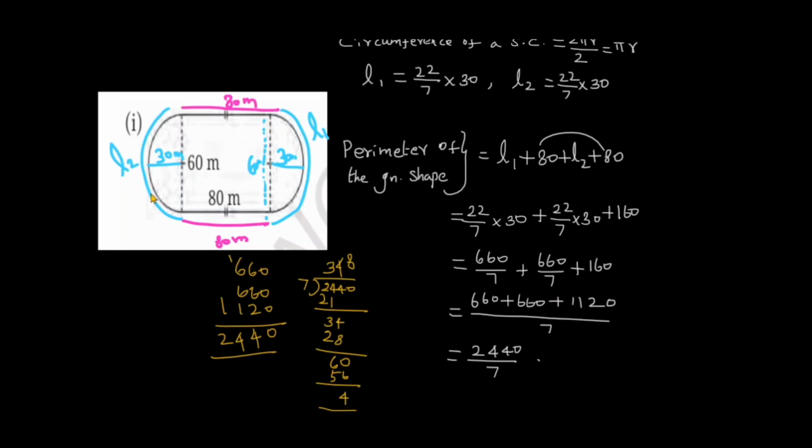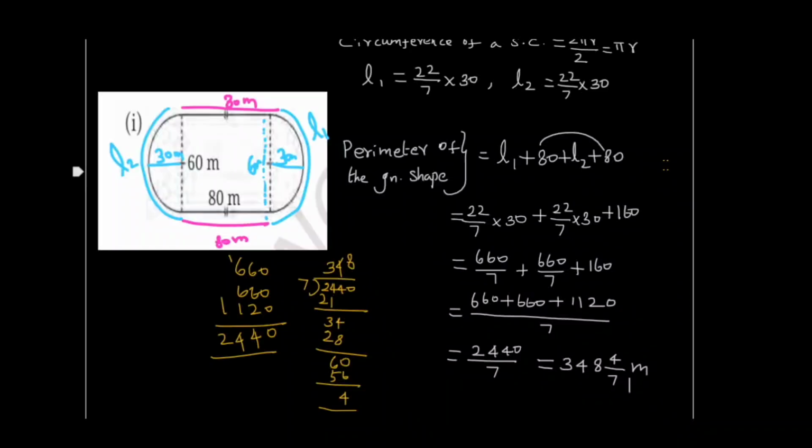a mixed fraction format. That is, our quotient is 348, remainder is 4, and the divisor is 7. So 348 and 4 by 7 meters. Perimeter of the given shape is nothing but 348 and 4 by 7 meters.